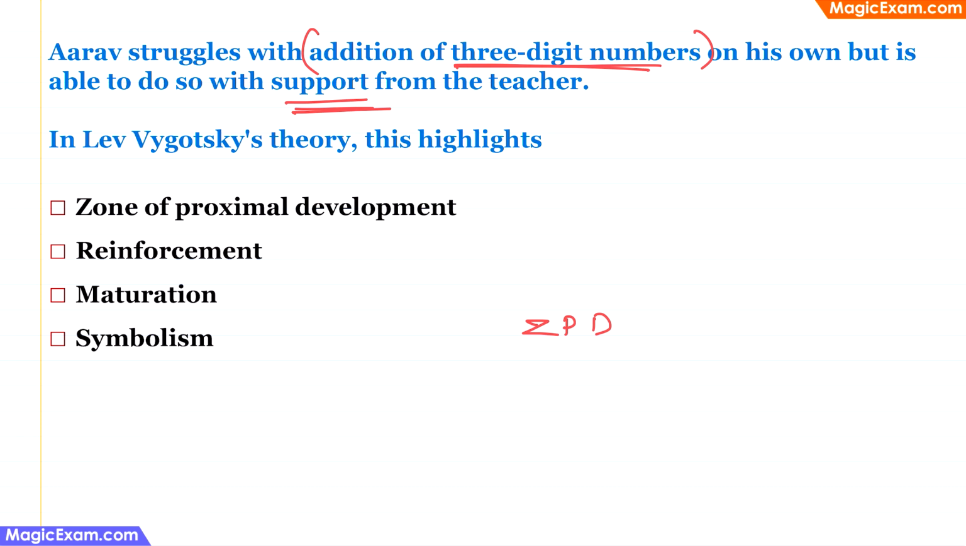Therefore, here when we look at the answer choices, zone of proximal development is given in the first option. So this is the addition of 3-digit numbers that the child can do with some support and with some guidance from the teacher, some temporary support and guidance. Therefore, the correct answer is zone of proximal development.